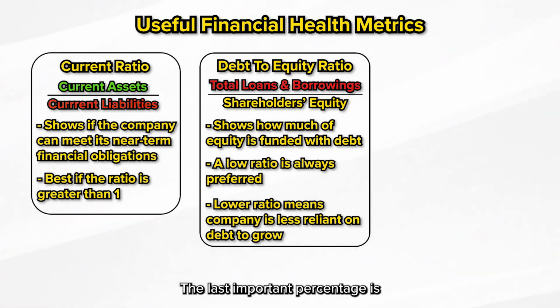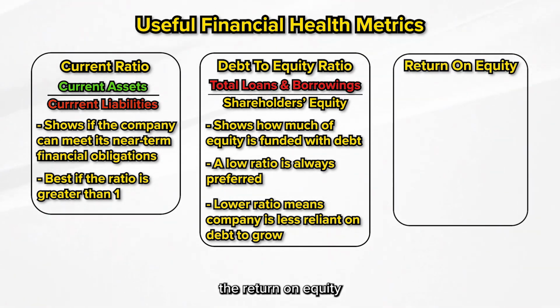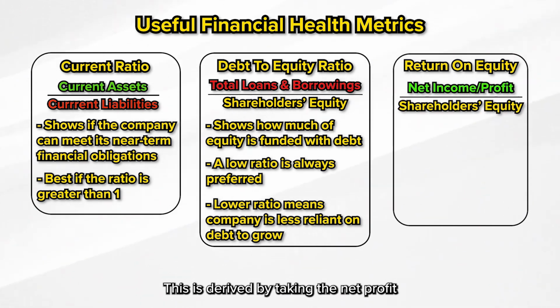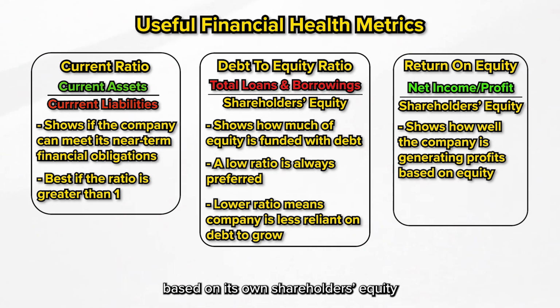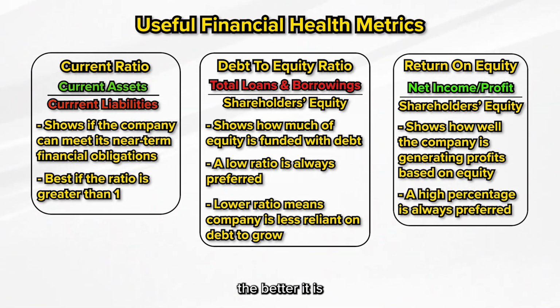The last important percentage is the return on equity. This is derived by taking the net profit or net income from the income statement and dividing it by the shareholders' equity in the balance sheet. This percentage tells you how well the company is generating profits based on its own shareholders' equity. Naturally, the higher the percentage, the better it is.